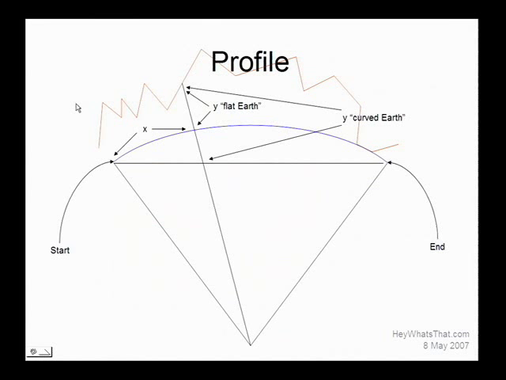This is what the profile is actually plotting. You take your start point and your end point. The X is the great circle distance as you move along. The Y for the flat Earth is simply the elevation above the geoid. For the curved Earth, I add this distance from the chord between start and end. This has some interesting properties, or in fact lacks some interesting properties, that I can go into during Q&A.